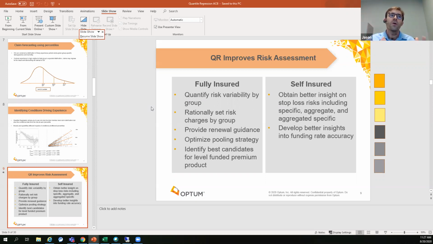So you know how much risk there is corresponding to different strategies. I'll just mention the level funded premium product as one last very important example. Not only are you going to be able to price stop loss much better, but you'll be able to tell, based on the inherent variability of the groups and your risk tolerance, which groups would be better self-funded candidates versus those that would probably be better off in a fully insured product. You can really understand the risks that are inherent inside each group when you understand the entire distribution of claims.